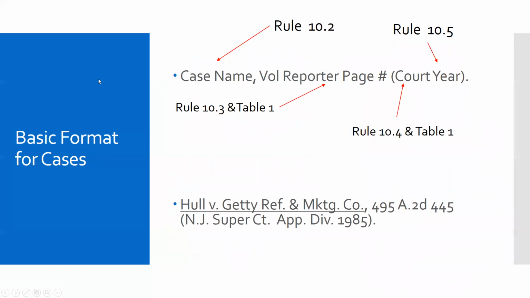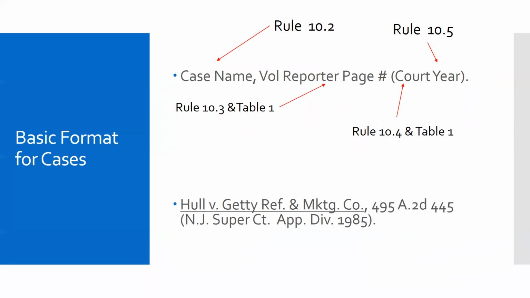And so here's the basic format for cases. Rule 10.2 is going to govern what you put for the case name. And then Rule 10.3 and Table 1 are going to have the rules for what you put for the reporter. So you're always going to include the volume of the reporter, and then you're also going to include the first page number that the case starts on.